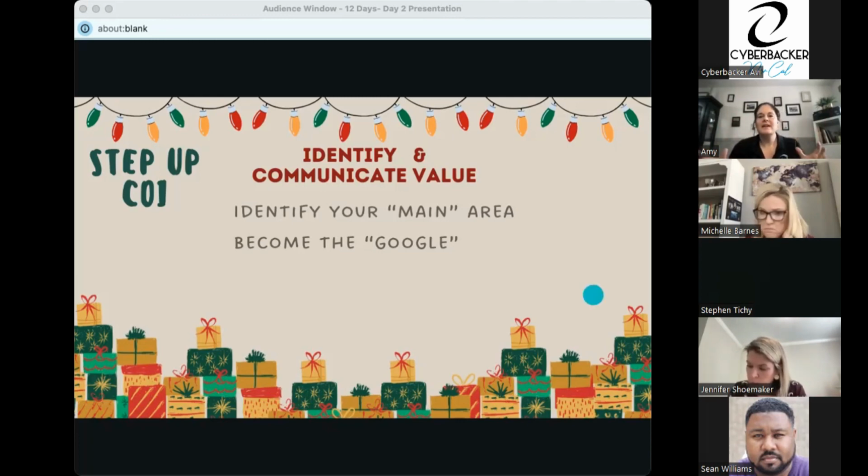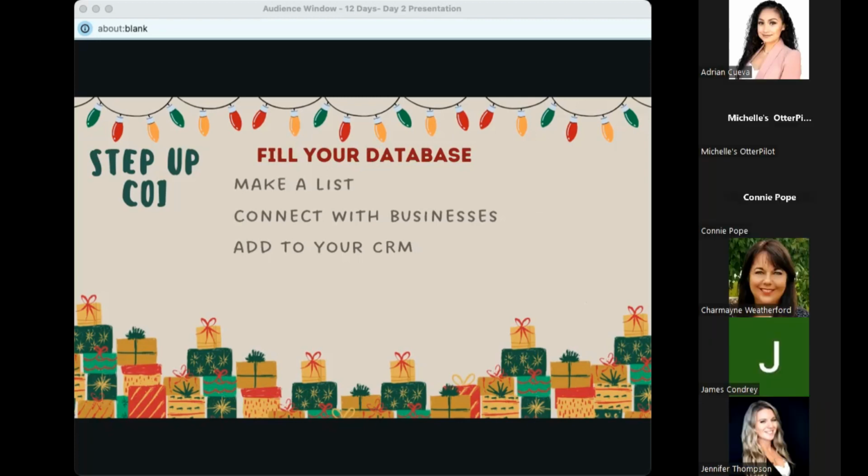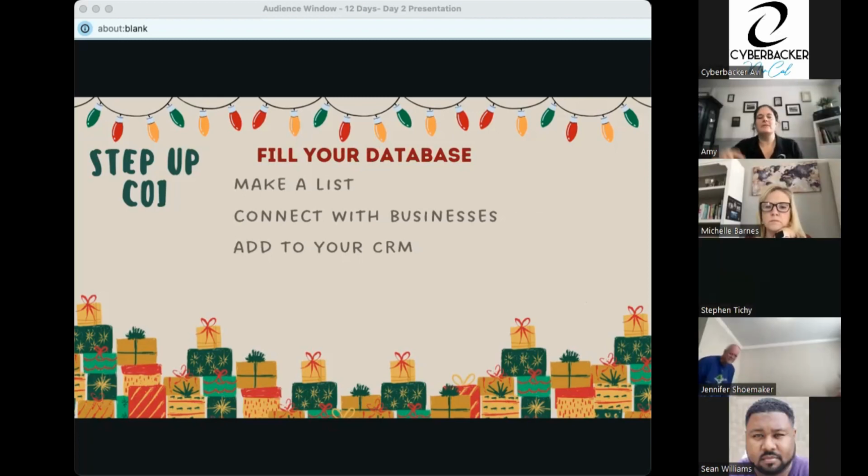Okay, now that you've identified the area, I skipped one, and created the items of value, make a list of everyone that knows you and everyone that you know in that area. You could even tag your database, right, with all the people that fall into your main service area. We might connect with those people differently than those that are out of state, or those that are in Southern California or further away.